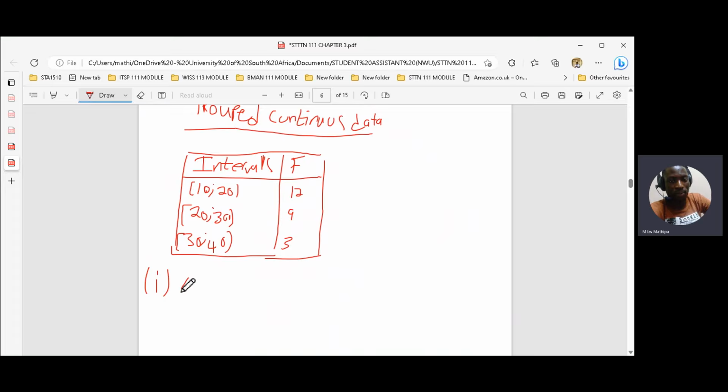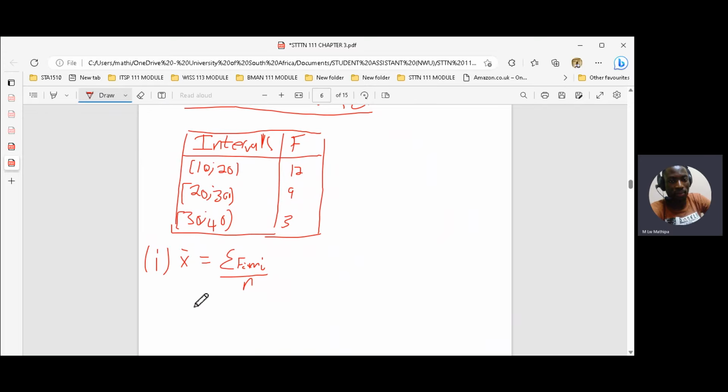Roman figure 1, this is the formula that we are going to use, which is equal to the summation of f multiplied by the midpoint, then we divide by n. So immediately when you are given a table like this, just know for the n you don't count, you add your frequencies here. Then let's check.